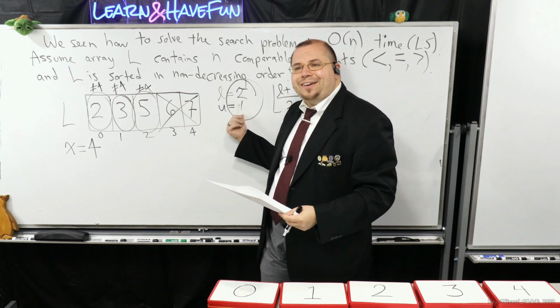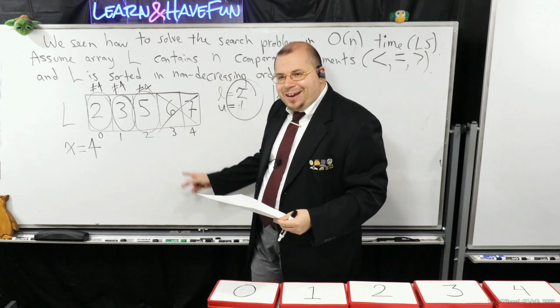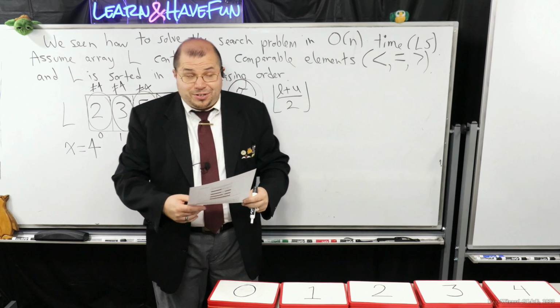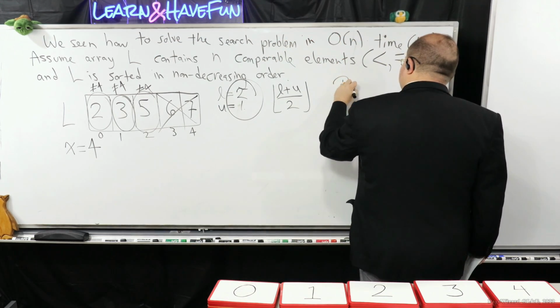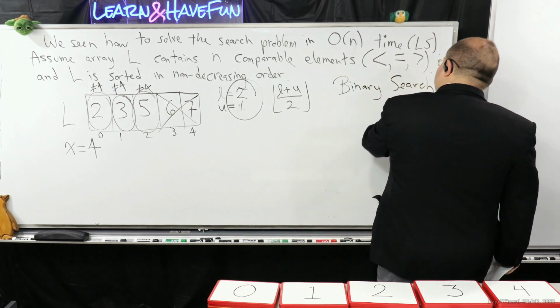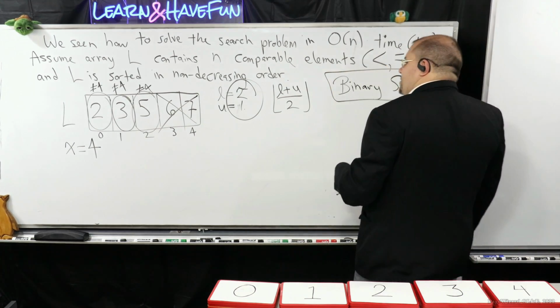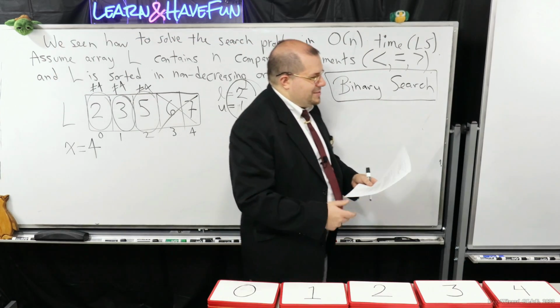This means that there's nothing else left for me to check. And thus, I can tell you right away that 4 is not in this array. And this is what binary search is all about. So it's just playing a guessing game. That's all. The main thing that we're using is the fact that we know that the array is sorted. That's the big thing we're using here.